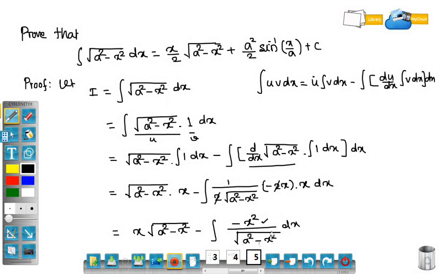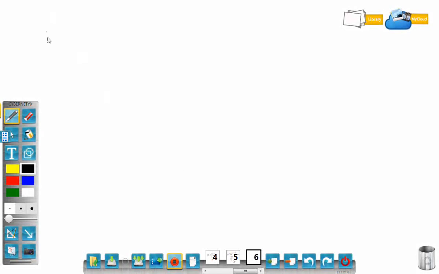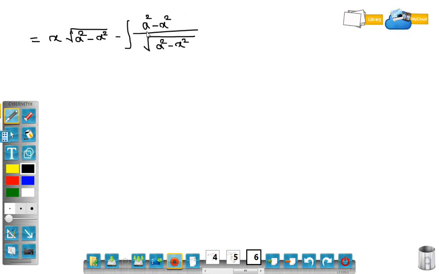Now I would like to express this numerator in terms of a square minus x square and see what we get. I can write this as x under root of a square minus x square minus the integral. Now I want to express the numerator in terms of a square minus x square. There is minus x square already, so I just need to add a square. So I added a square here, so I should subtract a square again, dx.